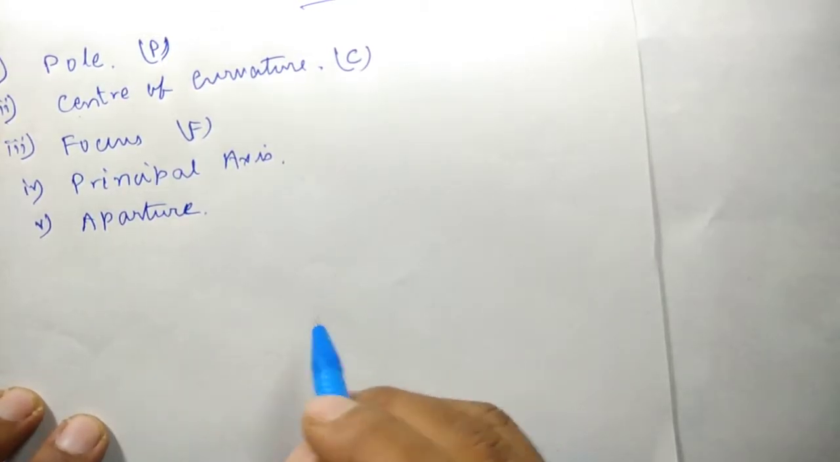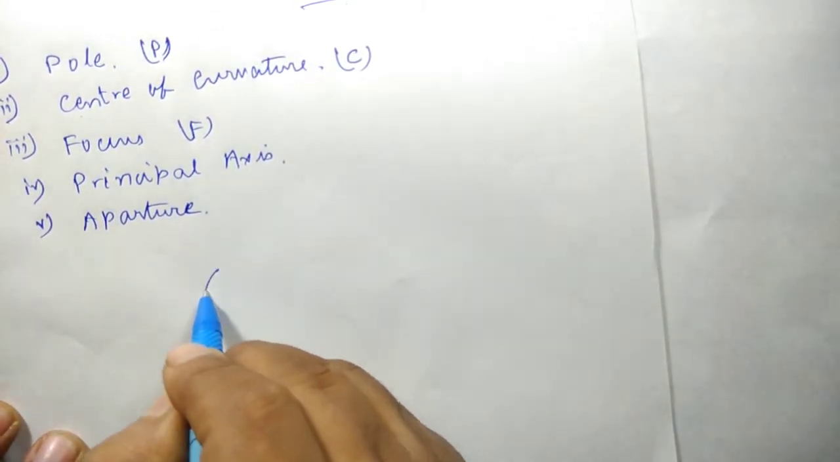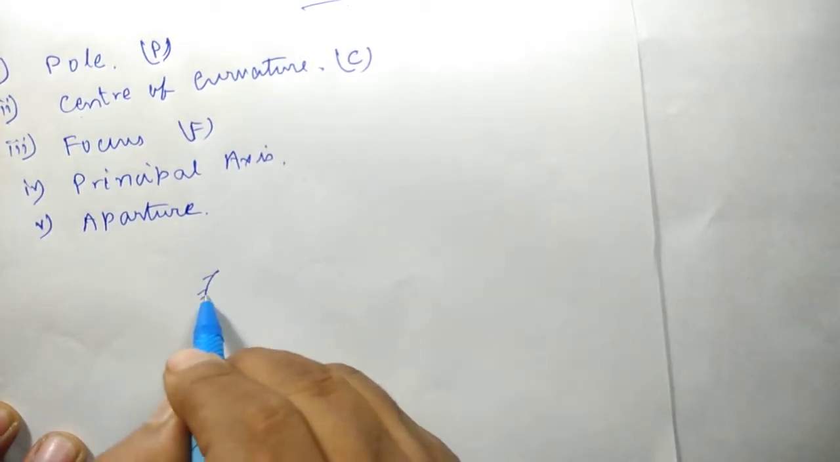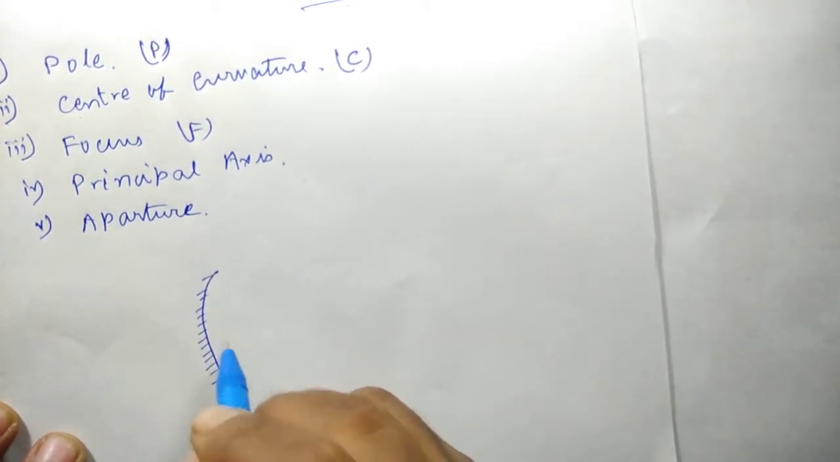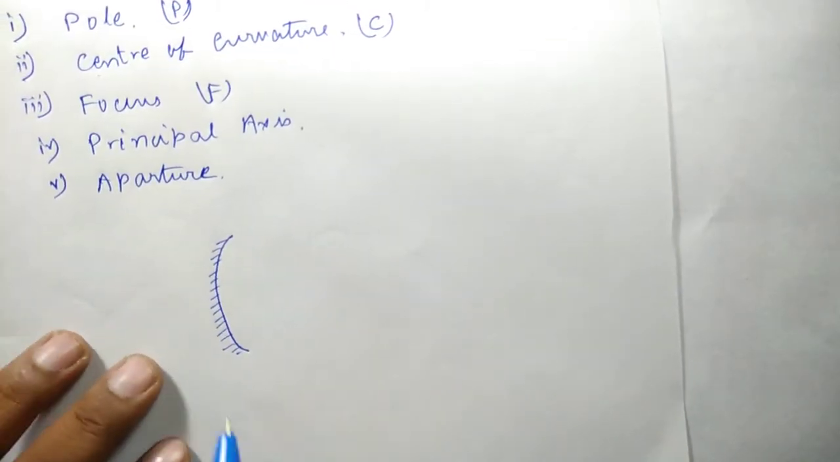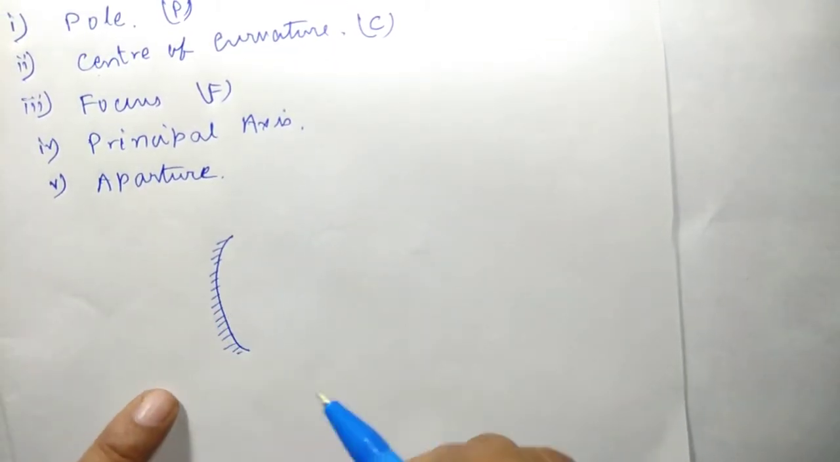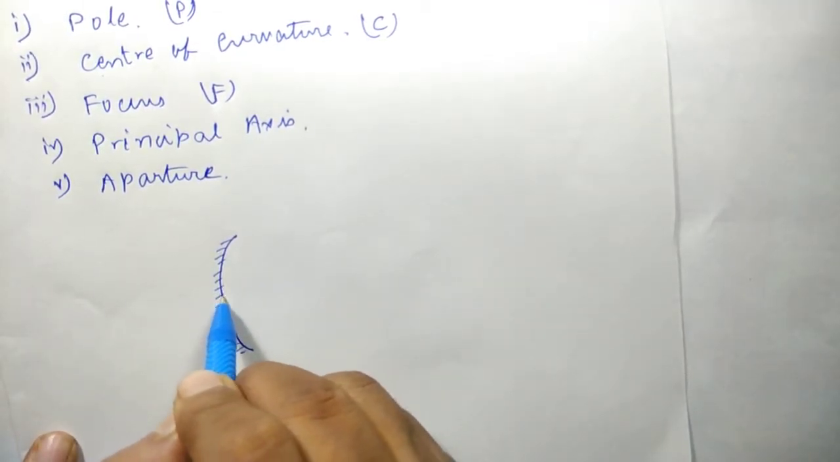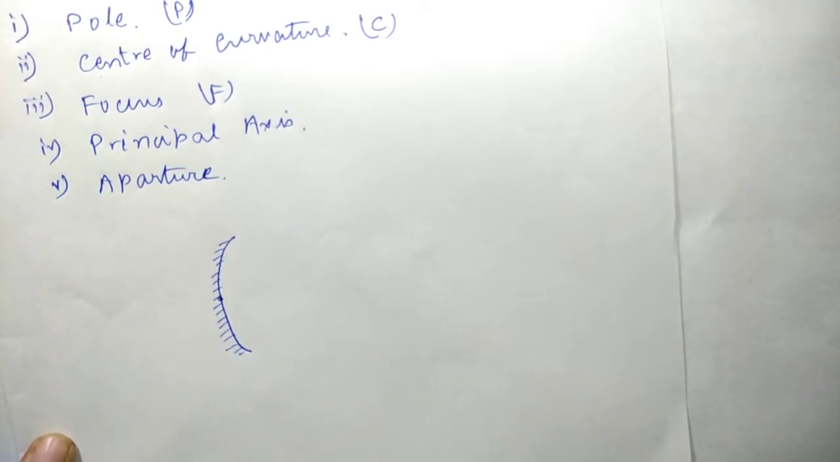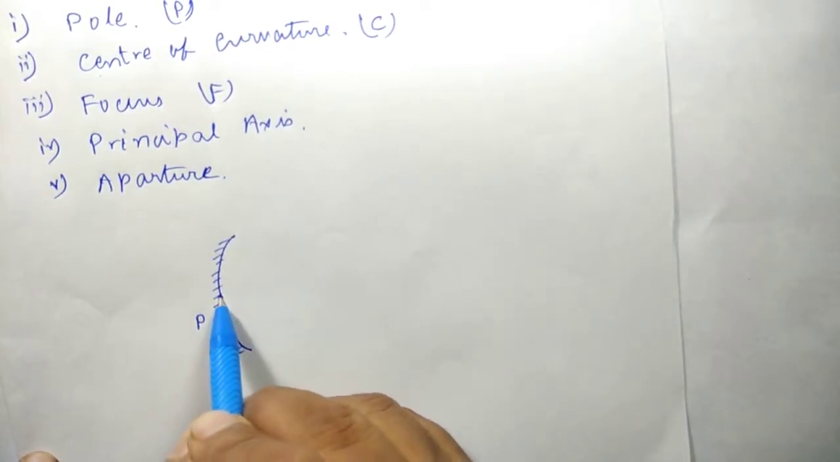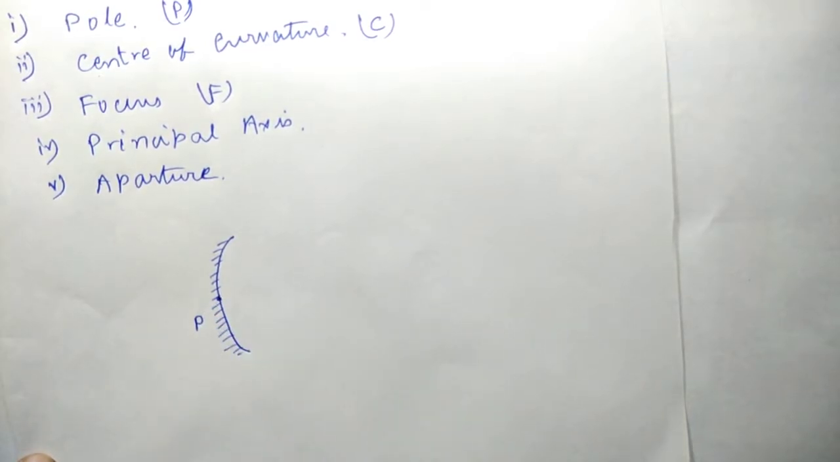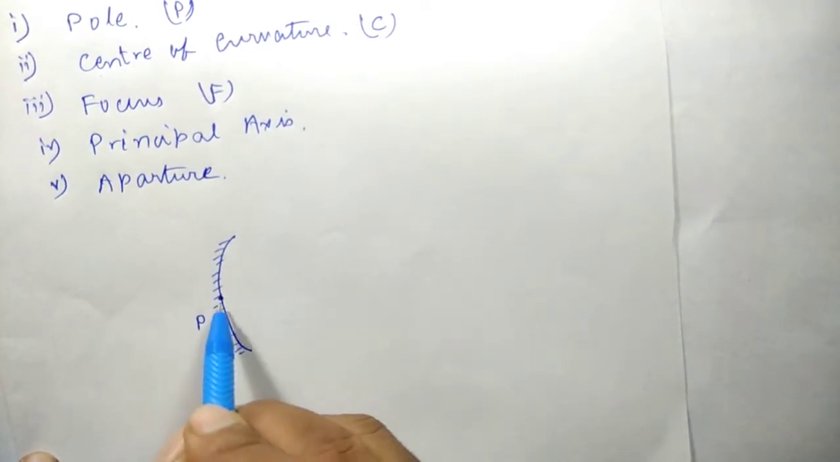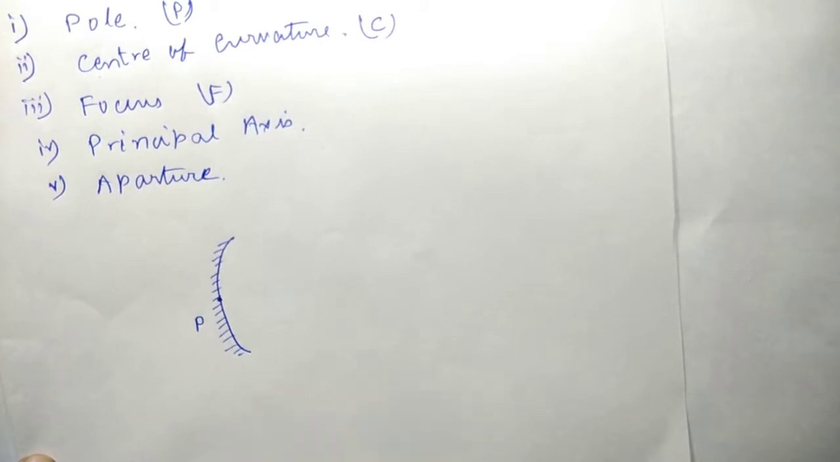So this is our mirror whose inner surface is reflecting. That means the reflecting surface of the curvature is the inner surface of the curvature. Now, the center or the midpoint of this reflecting surface is termed as the pole of the mirror. I say it again, the center or the midpoint of the reflecting surface of the mirror is called the pole of the mirror.